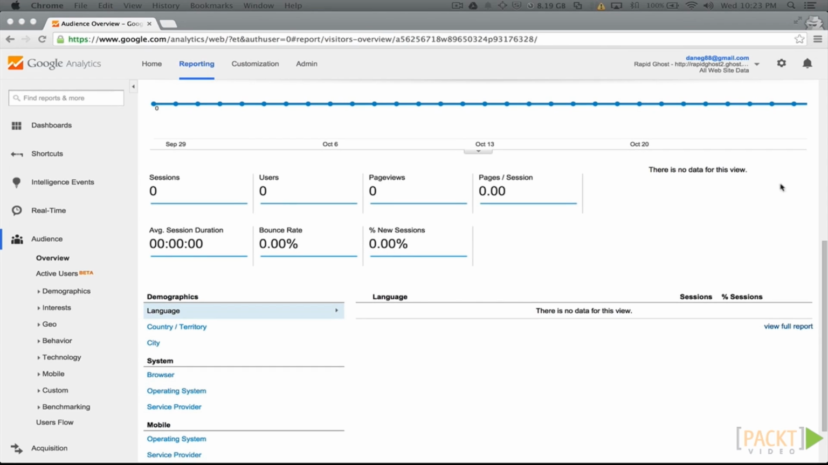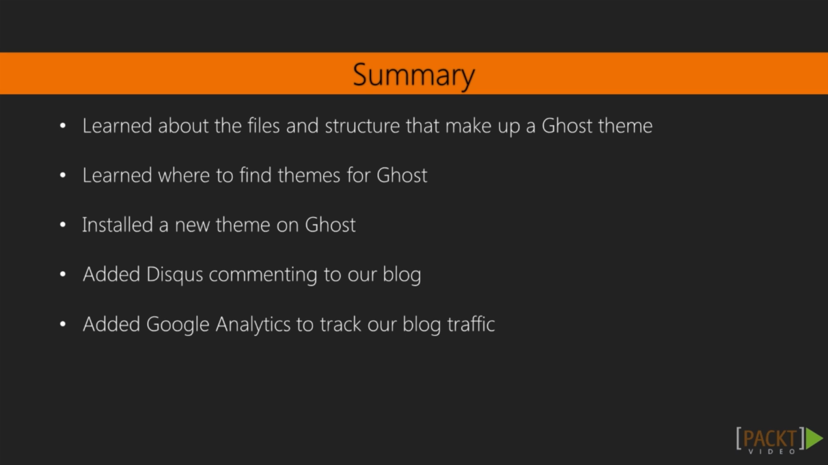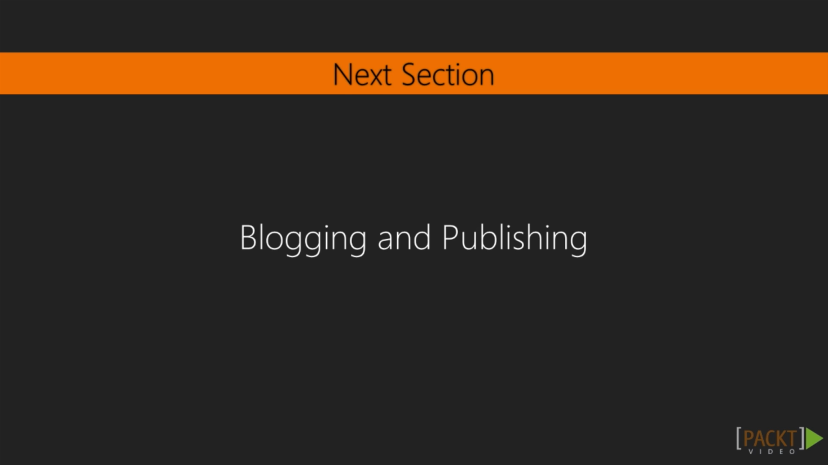We got quite a bit done in this section, and we now have an awesome blog that is ready to be filled with content. We learned about the anatomy of a Ghost theme, we downloaded a theme for our own blog from one of the theme marketplaces that we browsed, we installed our newly downloaded theme on our blog, and added Disqus comments and Google Analytics to our theme. Now that we're all set up and ready to go, in the next section we will learn more about blogging and publishing content using Ghost.